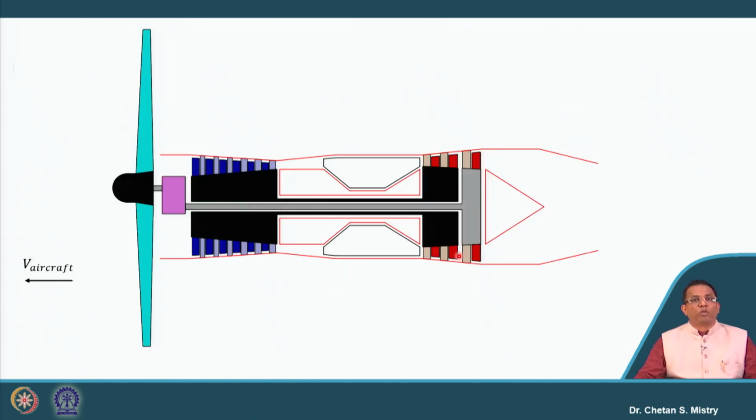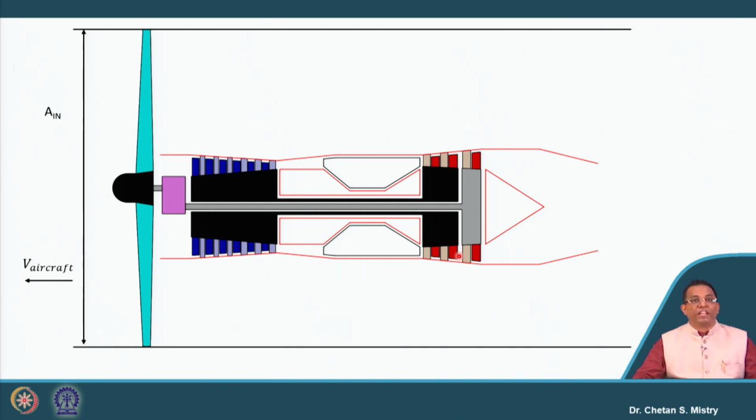Now let's discuss some other approach. Here we have a single spool turboprop engine. Suppose it has an inlet area A in and an exit area A exit. Similarly, if this engine is fitted on an aircraft moving with velocity V aircraft, the air ingested inside has velocity V in. Suppose the mass flow rate is m dot in, and the inlet pressure is P in, which is the atmospheric pressure at whatever altitude it is flying.